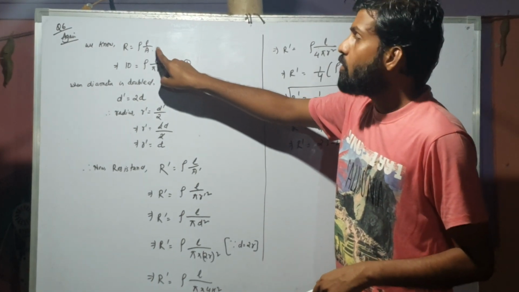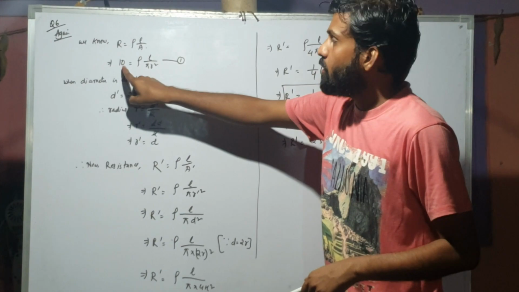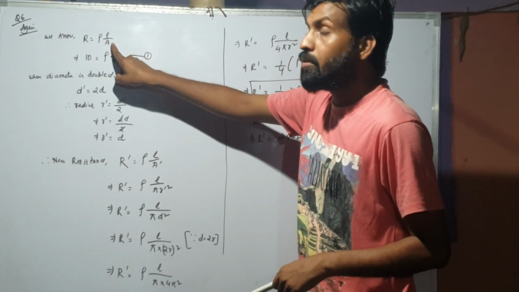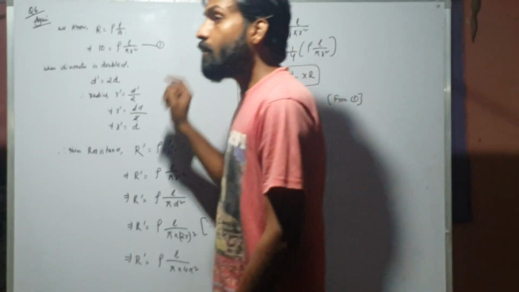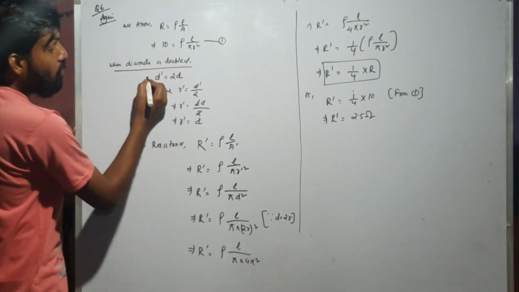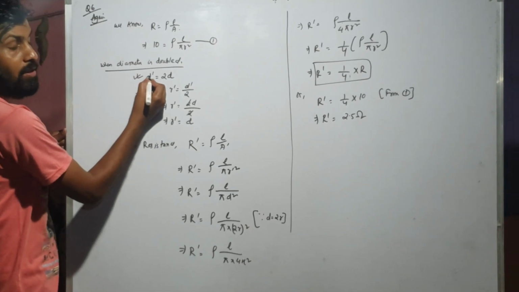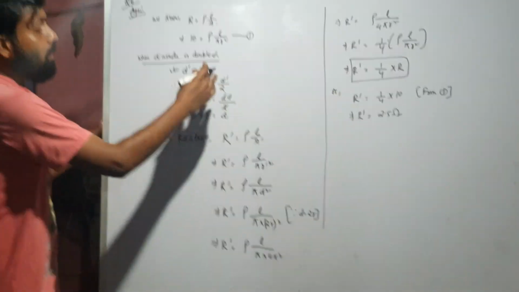From the beginning we know that. In the first part of the question, the resistance is 10. So I wrote here 10, rho into L by A. The formula of area you already know is pi r square. This is equation number 1. Now when the diameter is doubled, we get a new diameter: d dash is equal to 2d, means double. Before it was d, now it will become 2d.